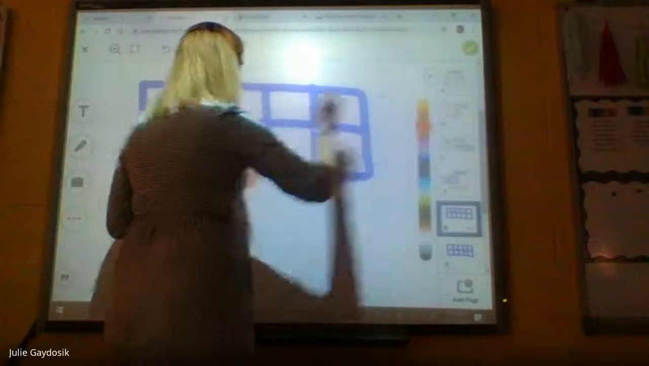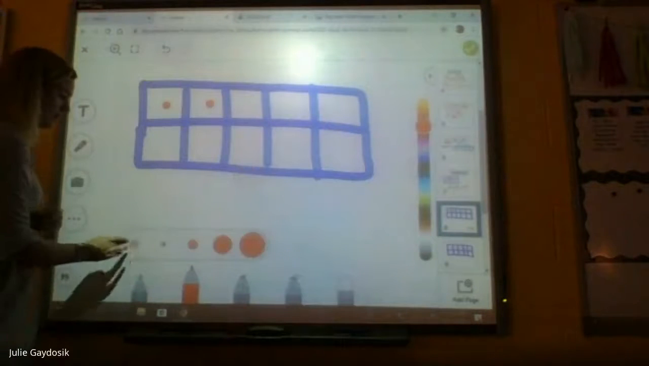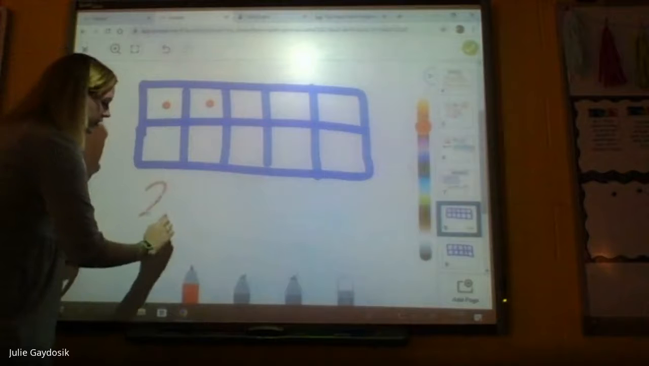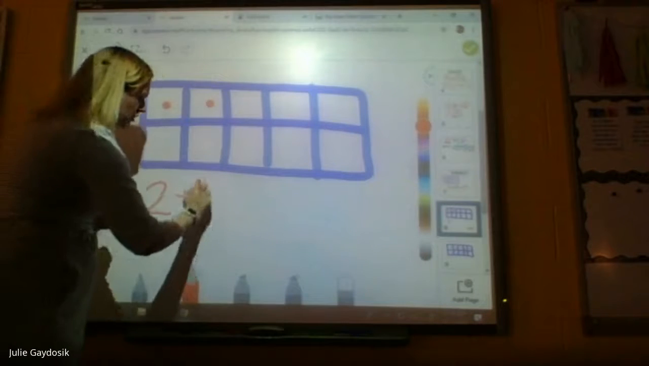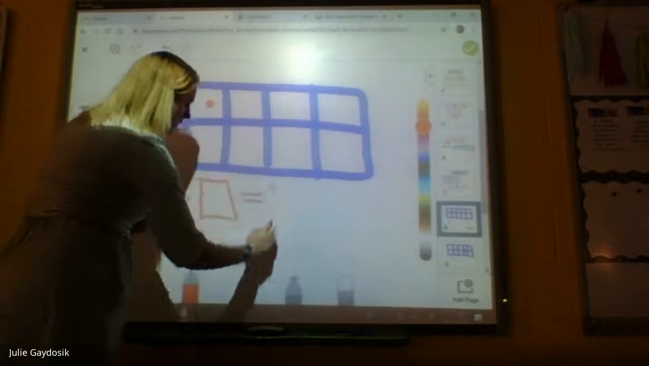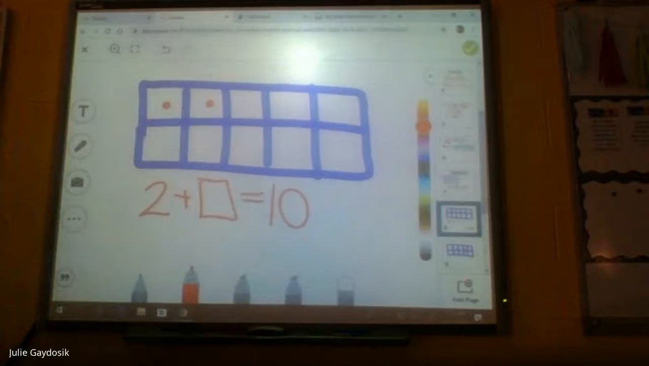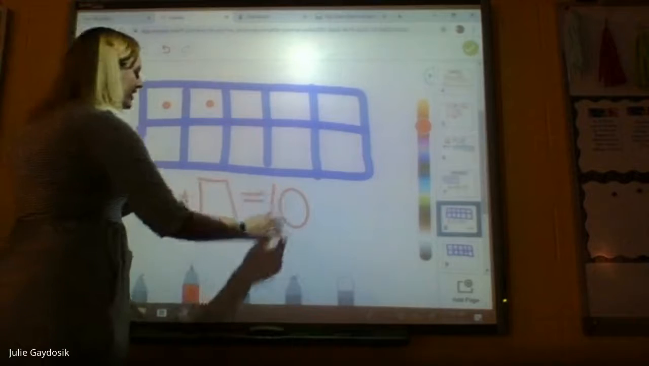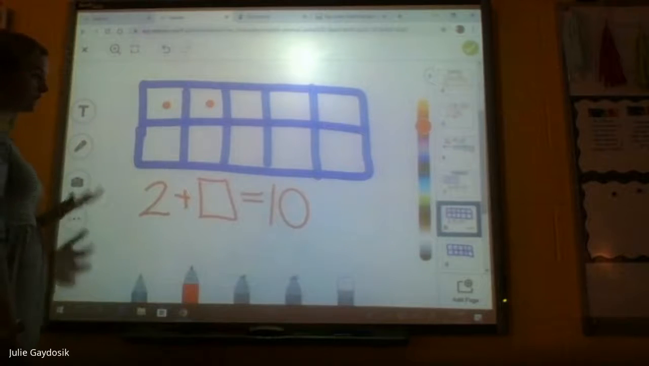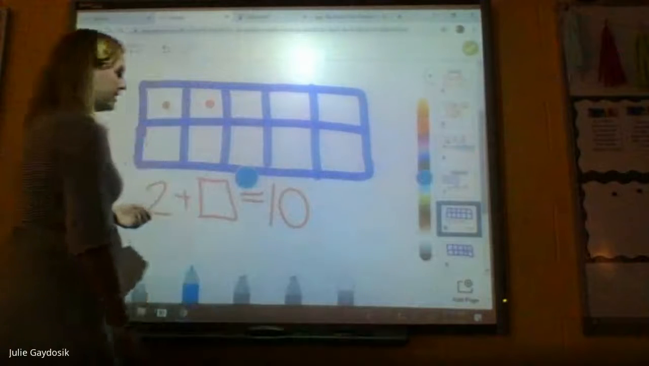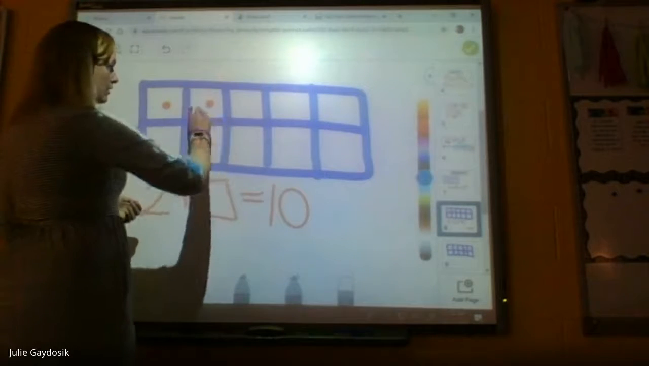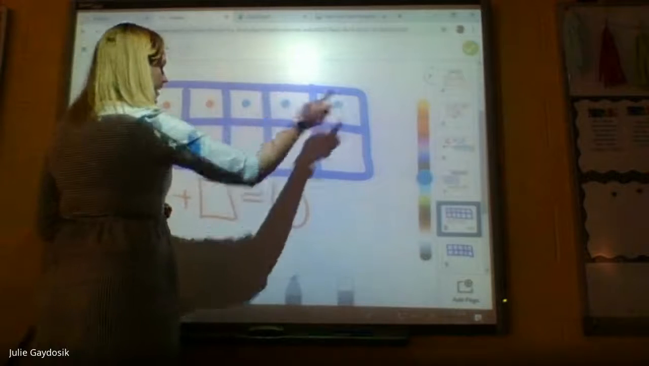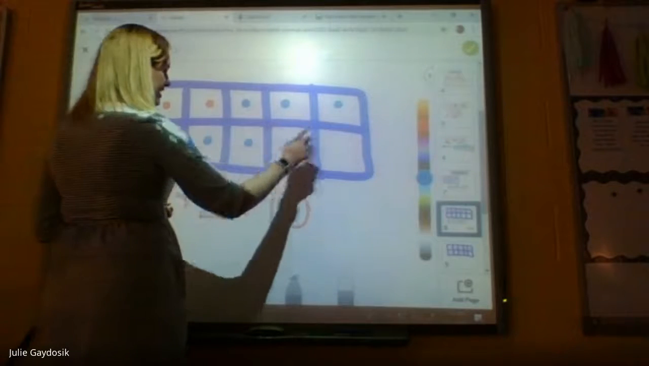Now you can see here, this says that I have 2, right? I have 2 circles, plus I'm not sure how many would equal 10. So this is kind of like missing addends, right? 2 plus unknown equals 10. I'm not sure how many is going to equal 10. So I'm going to count up, and I'm going to fill in the rest of my tens frame.